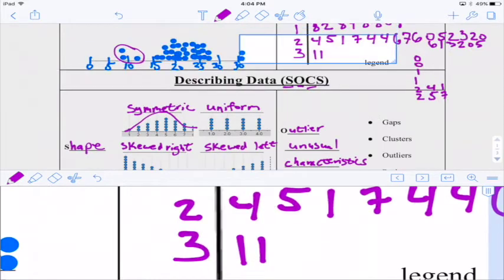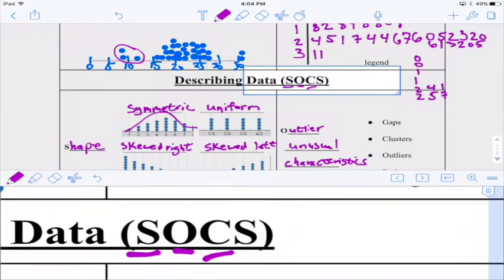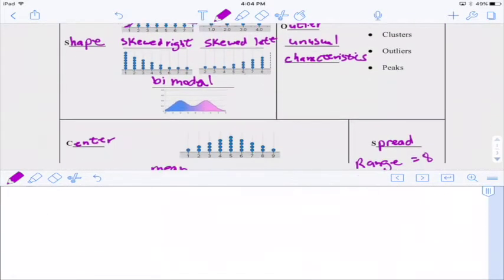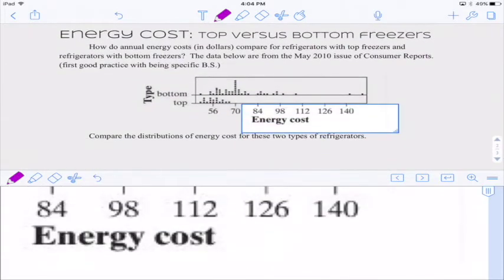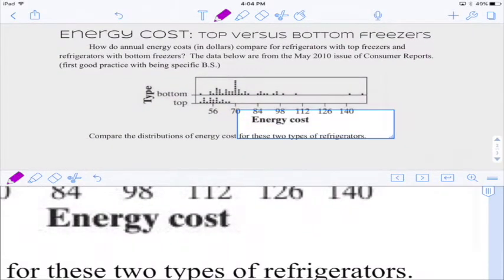Okay, so remember this acronym SOCS: shape, outliers, center, and spread, because you're going to use those every time you describe the data. So for this example, we have energy costs, top freezers versus bottom freezers. Annual energy costs in dollars compare for refrigerators with top freezers and refrigerators with bottom freezers. The data below are from the May 2010 issue of Consumer Reports.